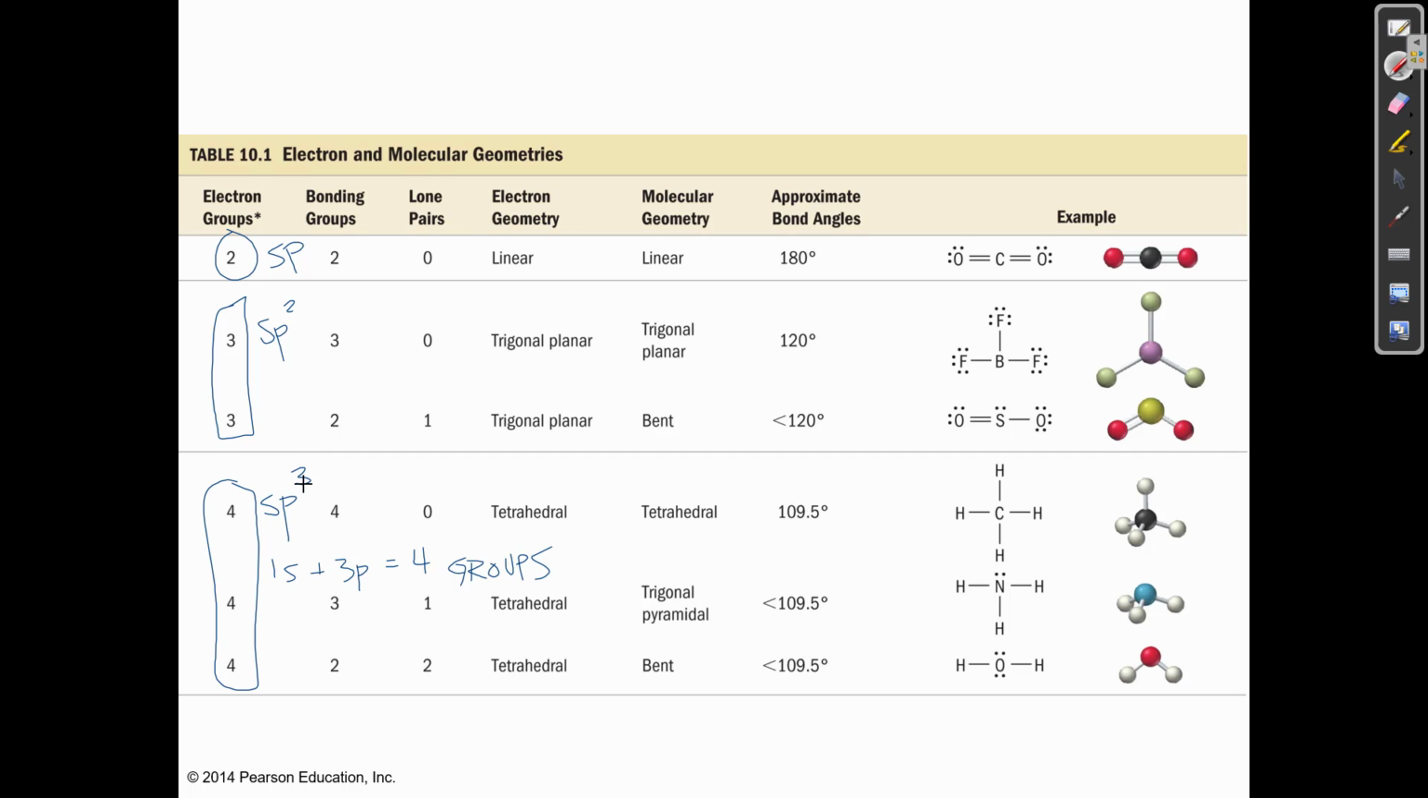1 s, 3 p's is 4 groups altogether. 1 s plus 2 p's equals 3 groups, and 3 groups is going to be 120 degrees apart. And when I have 2 groups, 1 s and 1 p, then I get linear geometry, and those are going to be 180 degrees apart. So again, this hybridization is just another way of describing what we already looked at in the last chapter.